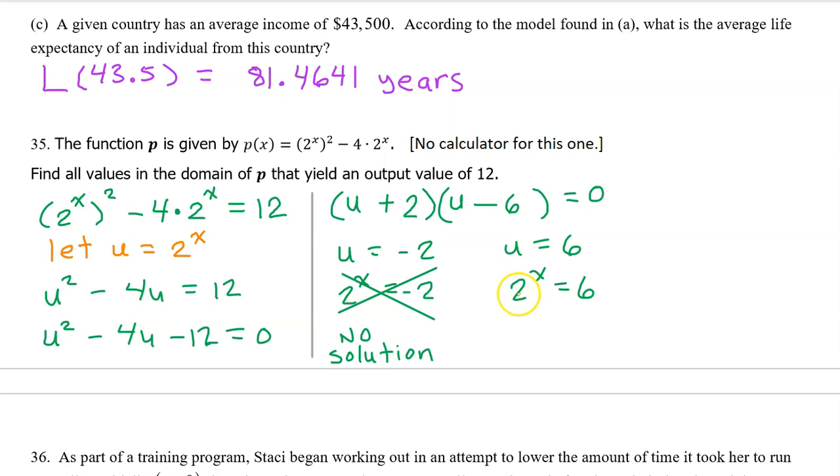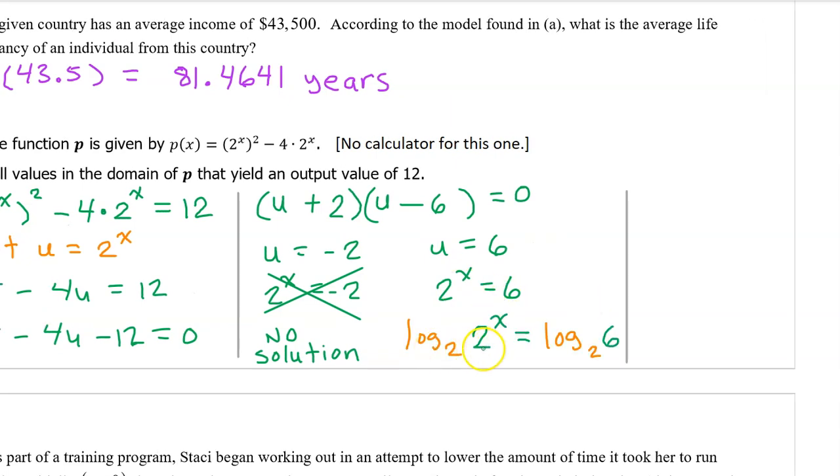We can make the 2 go away by taking the log base 2 of both sides of this equation. On the left side, the log base 2 and the base 2 cancel each other out. So that leaves us with x is equal to the log base 2 of 6. And there's nothing we can do with this, so this is the final answer.